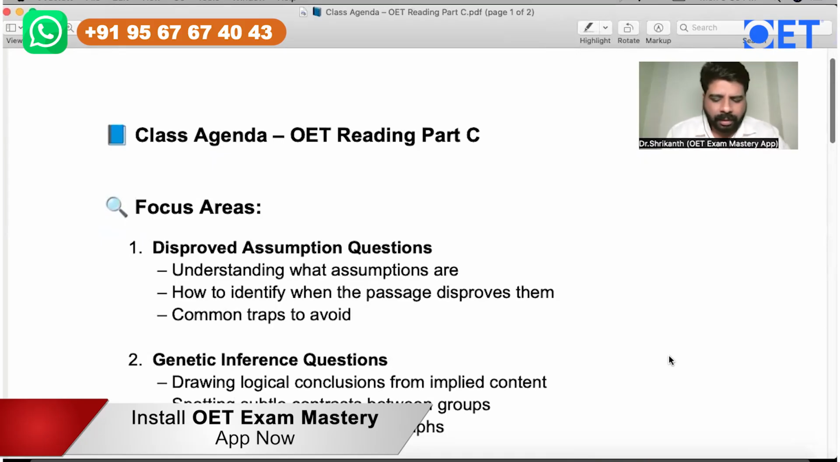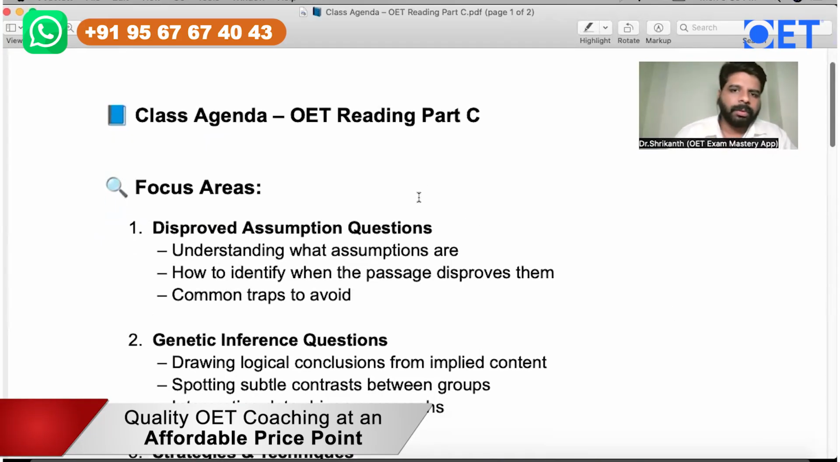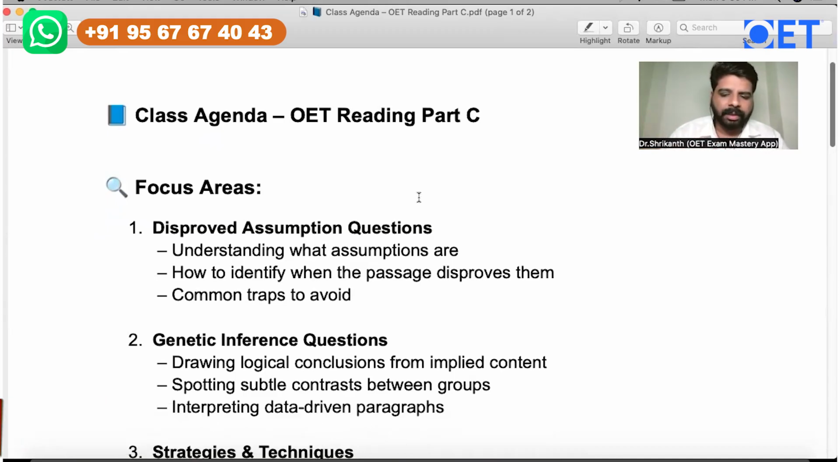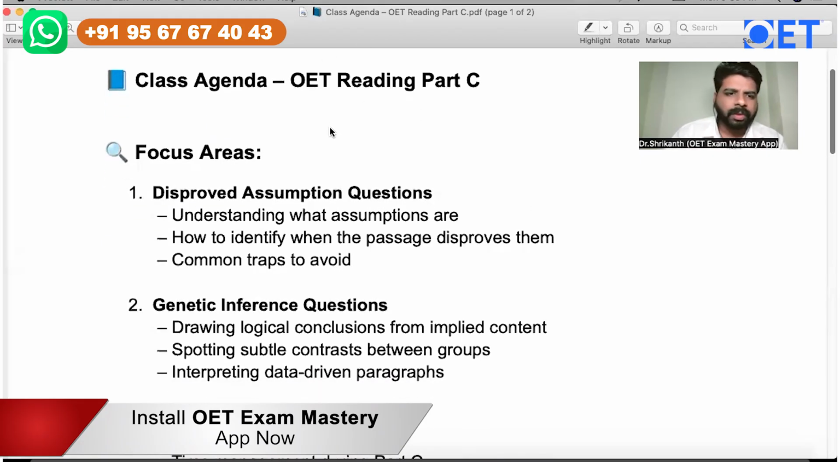So in today's class, we will be discussing part C of the OET reading. Reading part C consists of two extracts, two very long passages of 8 or 9 paragraphs, and for each extract there will be 8 multiple choice questions with 4 answer options. We have different types of questions: inference type questions, opinion type questions, perspective type questions, direct questions, and so forth. Today we will be discussing inference type questions.